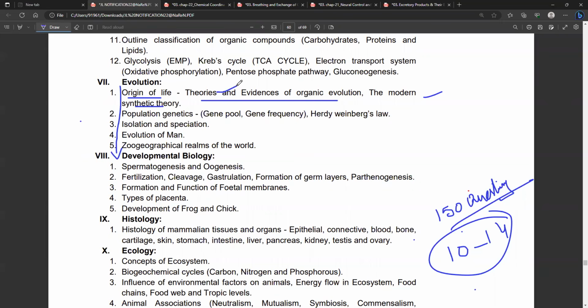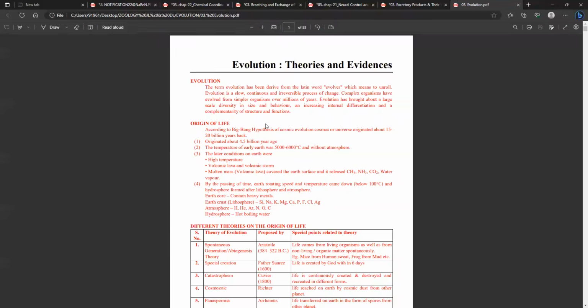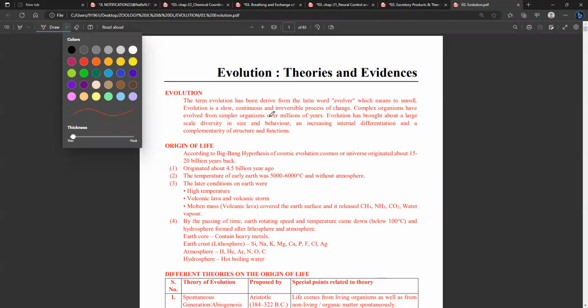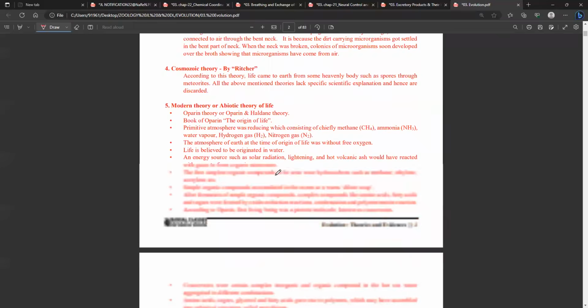Not only theories of evolution, you have to understand Lamarckism, and Darwinism is also very important. Then they went directly to population genetics. Population genetics means what? You have to read Hardy-Weinberg equilibrium, allelic frequency, gene frequency, which is extremely important for the numerical part. But friends, if you just read according to your syllabus copy, that is not at all sufficient. Evolution is very big, friends.